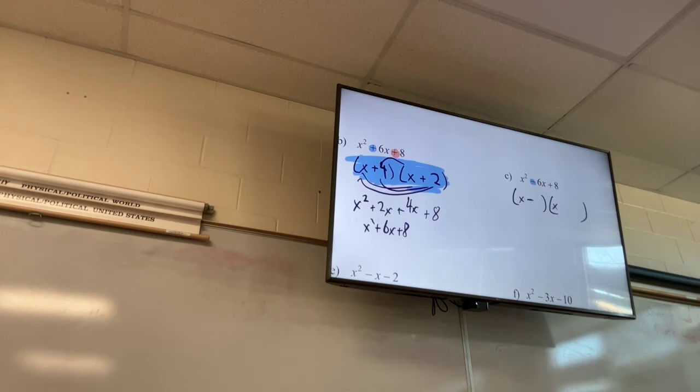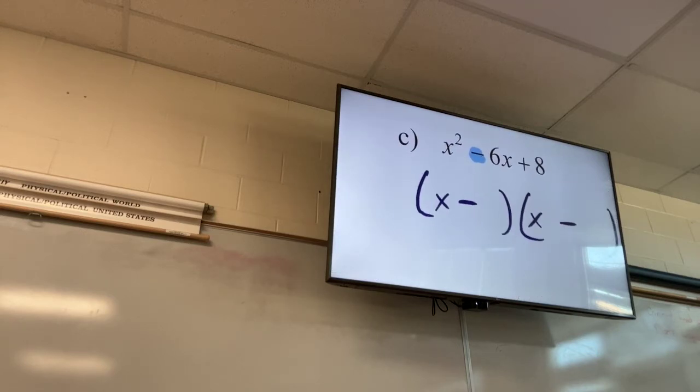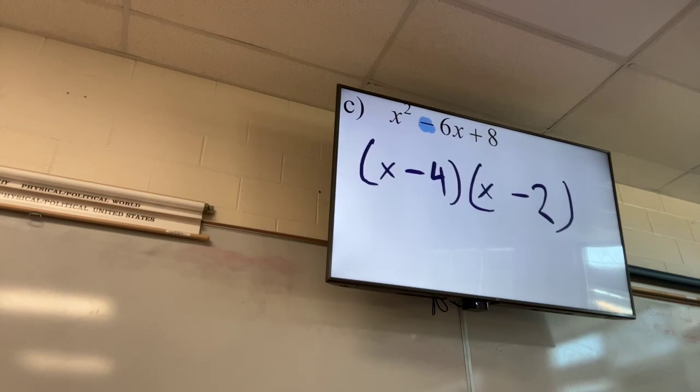Good job. And then we do what? These 2 and 4 again. Yeah. So two factors of 8 that add up to 6. 4 and 2. Right. We factored all the way, right? No more GCFs anywhere. No difference of squares. We can FOIL back out to make sure we got the right answer, but we'll skip that for the sake of brevity.